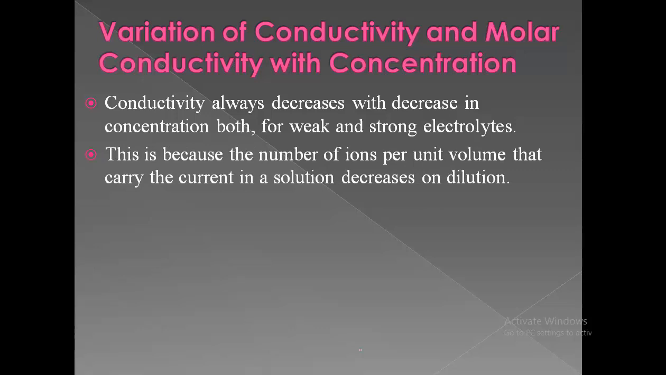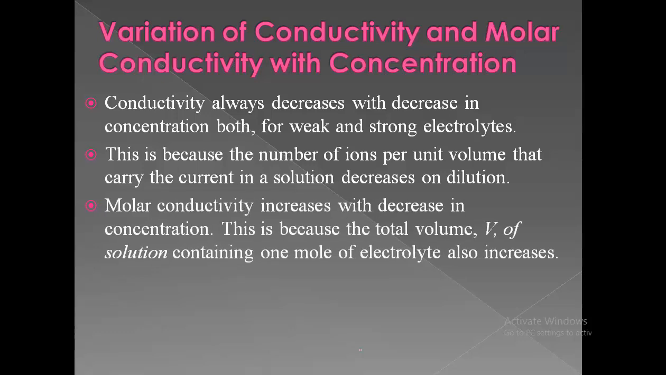Why? It is because the number of ions per unit volume that carry the current in a solution decreases on dilution. Decreasing the concentration means you are diluting. When diluted, the number of ions within the unit volume keeps decreasing. Conductivity is the flow of electric current through the ions per unit volume. So when the number of ions decreases in that unit volume, the conductivity automatically decreases upon dilution.